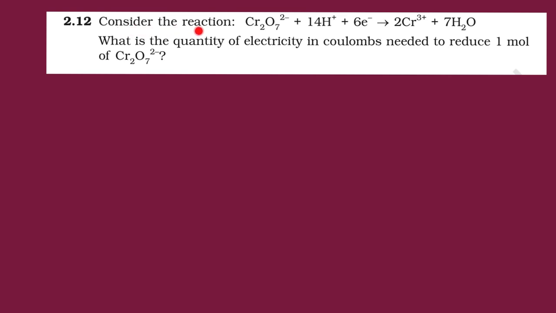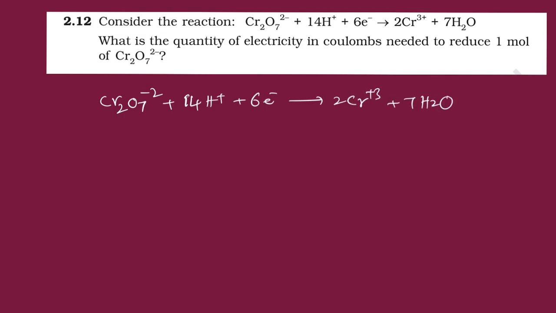Now the question: consider the reaction Cr2O7 2- plus 14H+ plus 6 electrons convert into 2Cr3+ plus 7H2O. What is the quantity of electricity in coulomb needed to reduce 1 mole of Cr2O7 2-? Now this can be written according to this equation. Answer: Cr2O7 2- plus 14H+ plus 6 electrons gives rise to 2Cr3+ plus 7H2O.